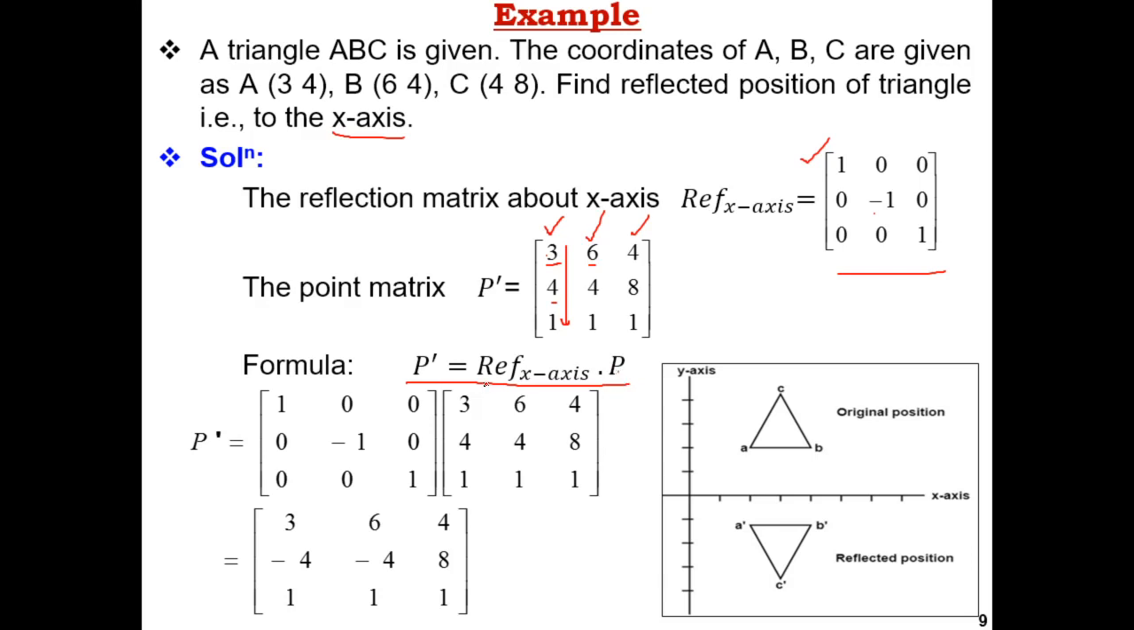This is the point matrix, and we just apply the simple reflection operation: the reflection matrix and the point matrix. You can see that this is a reflection matrix, this is a point matrix, and we multiply these two matrices. So this value is generated. So this is a figure. You can see that this is the original object and this is the reflected object. When the original vertices and the reflected vertices are drawn, this figure is generated. You can see that this is a reflection about the x-axis.